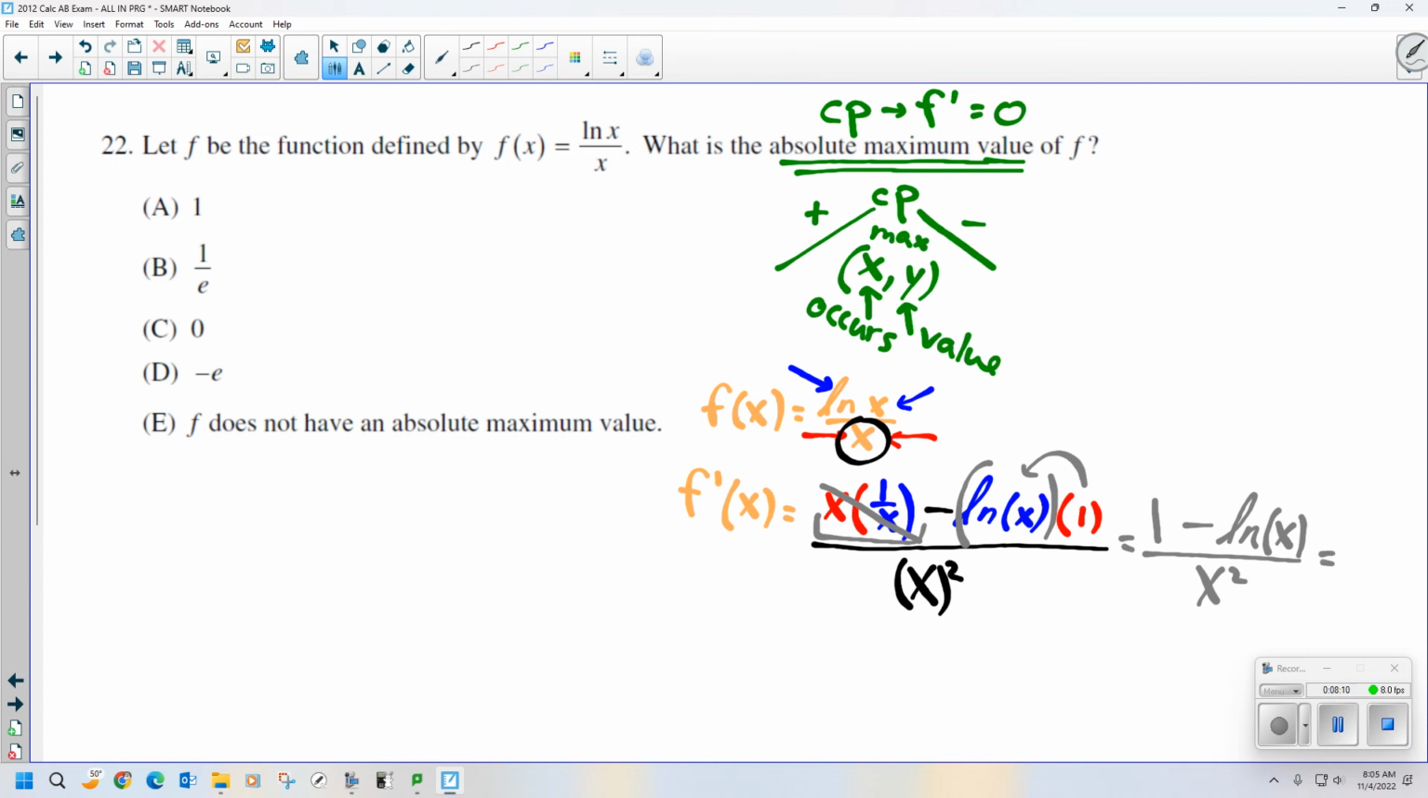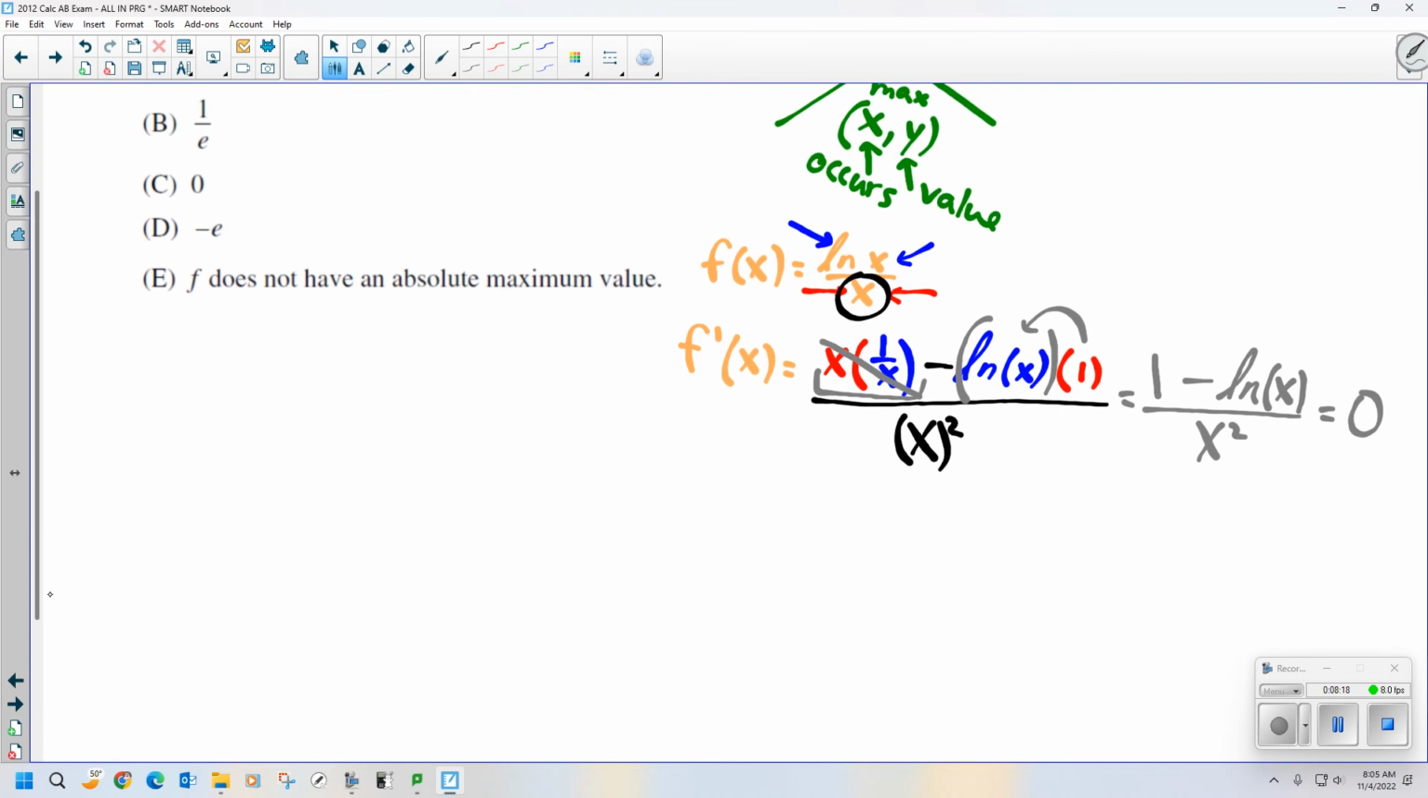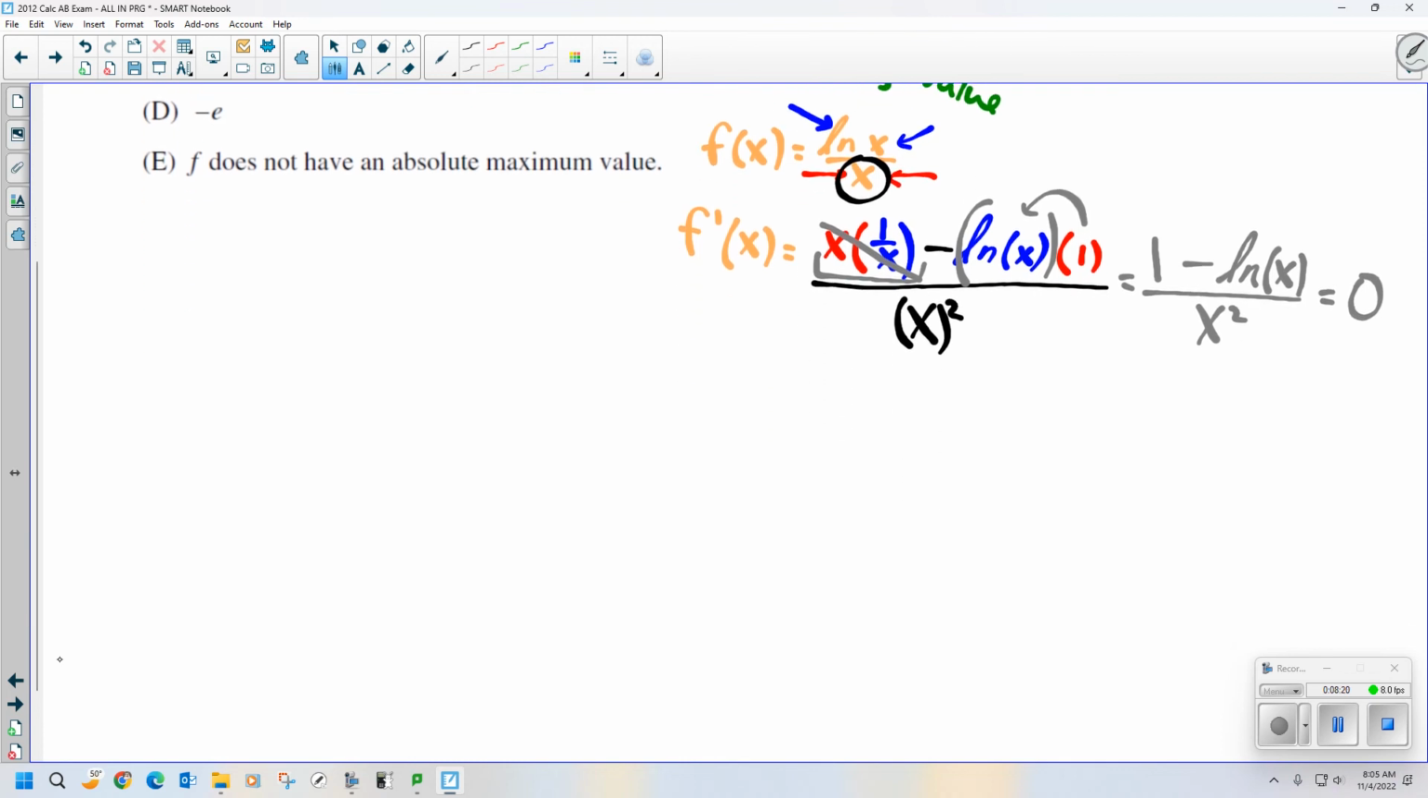I want to find out where this is equal to 0. Let's find out where that's equal to 0. In order for a fraction to equal 0, I need 0 over anything. So I only want to see where the numerator equals 0. So 1 minus the ln of x equals 0. What value of x does that happen?